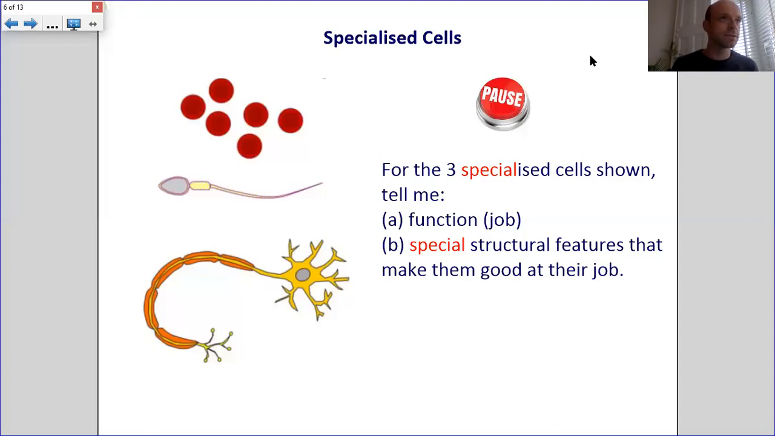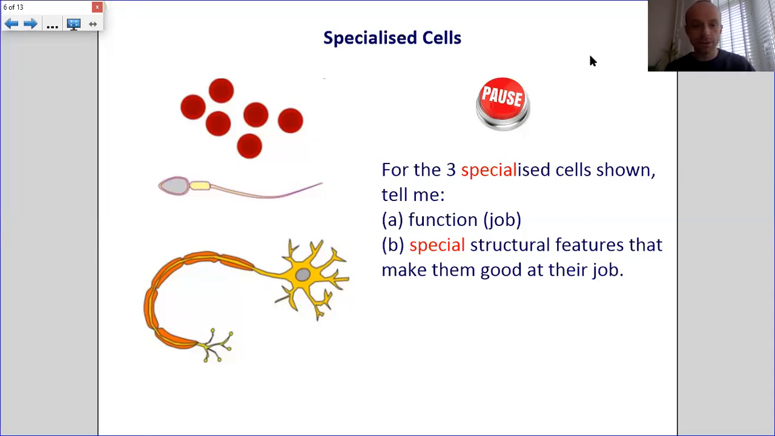So red blood cell, its job is to carry oxygen around the body. To help it to do that job, it's got a biconcave shape to increase the surface area, no nucleus, more space to carry the oxygen. They're small, they're flexible, so that they're able to get through small spaces.